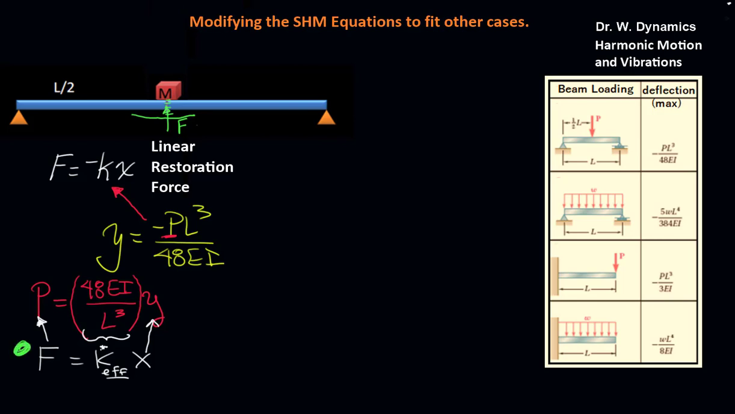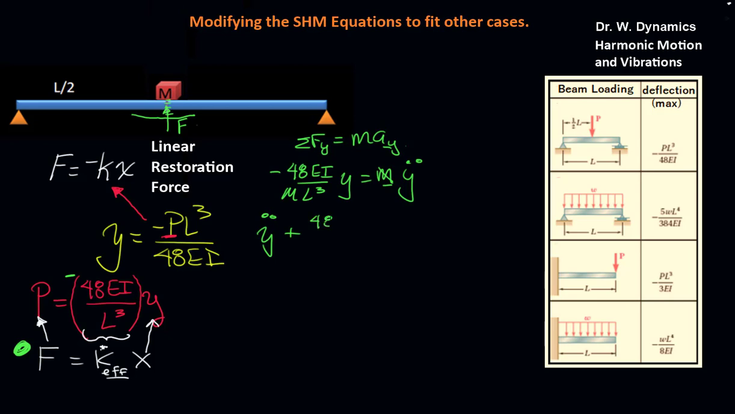So we can write then that the sum of the forces in y is equal to M a_y, and we'll have negative 48 EI over L cubed y, and that's got a negative on it, is equal to M, and a_y we'll write as y double dot, and dividing through by M, we get y double dot plus 48 EI over L cubed M, y is equal to 0, and once again, characteristic equation, there's our omega squared.